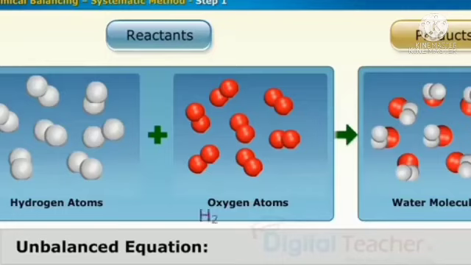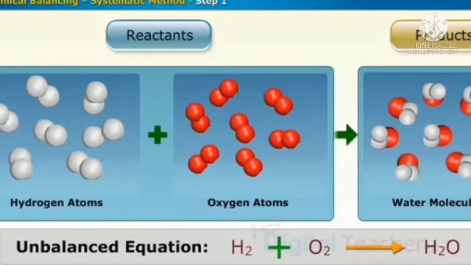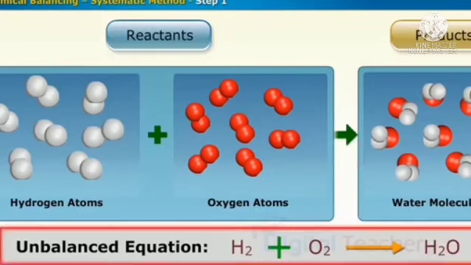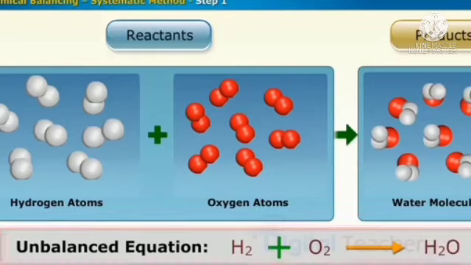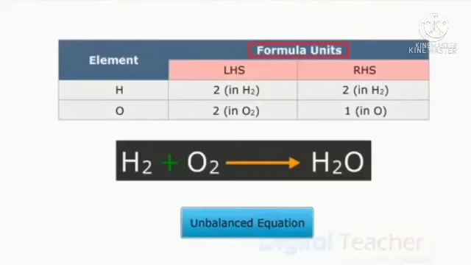Unbalanced equations represent the reactants and products of the chemical reaction using their correct chemical formulas. The unbalanced equation is called the skeleton equation. Tabulate the formula units in the equation. An atom, a molecule, or an ion in the chemical equation forming one unit on its own is a formula unit.